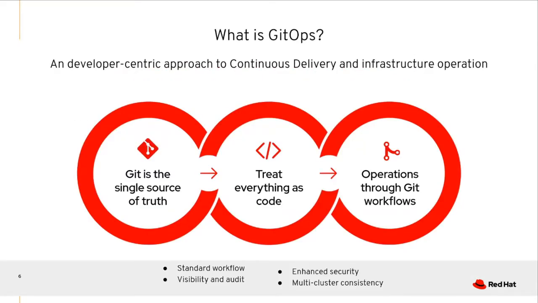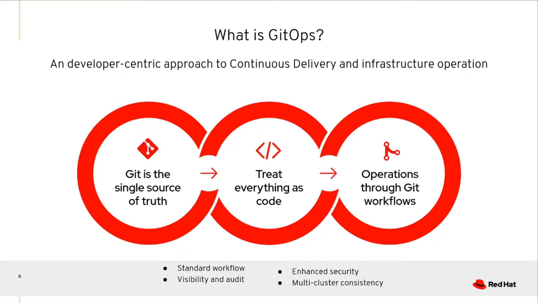So that brings us over to GitOps. GitOps is a developer-centric approach to continuous delivery and infrastructure operation. It is basically the idea of taking the workflow of the developers and also doing it for your operations. So this has certain pillars to it.